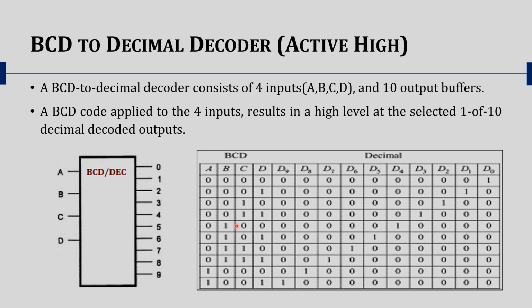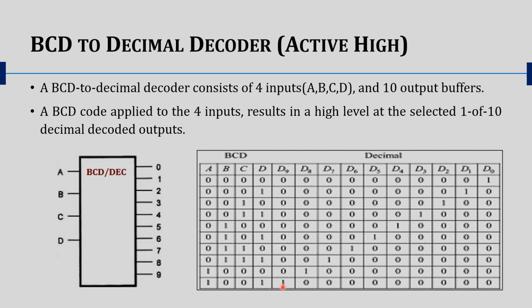10 different input combinations are there. That is why this truth table consists of only 10 rows. The remaining 6 combinations are invalid in BCD, so we are not including them in our truth table. Fine. So for the combination 0010, D2 will be having the value 1. For the combination 1001, the output line D9 will be having the value 1.